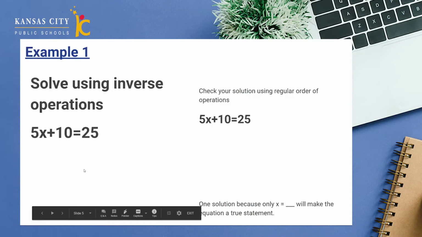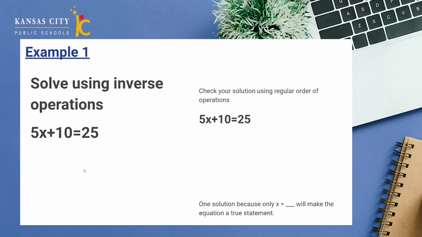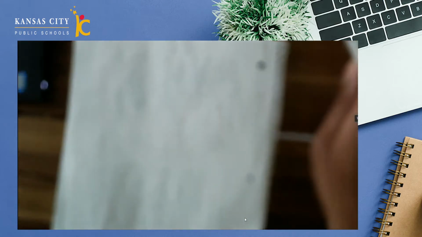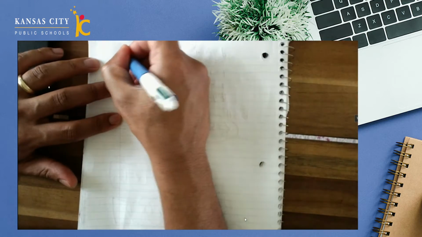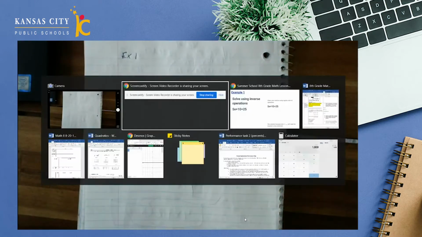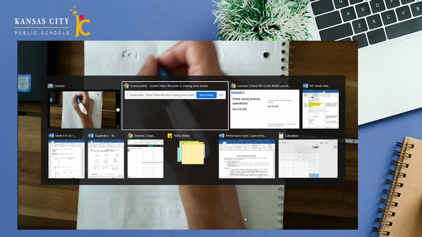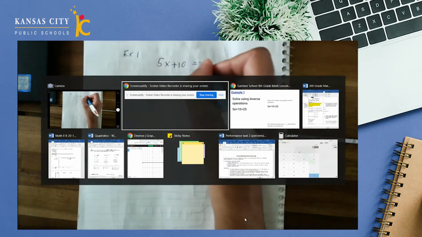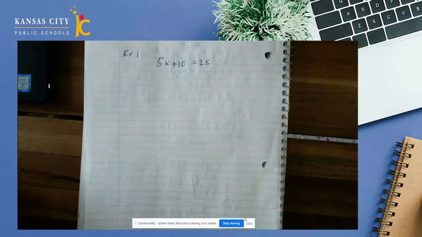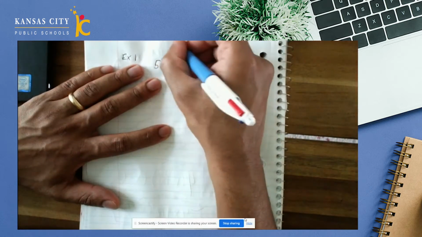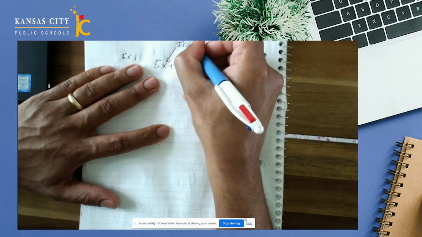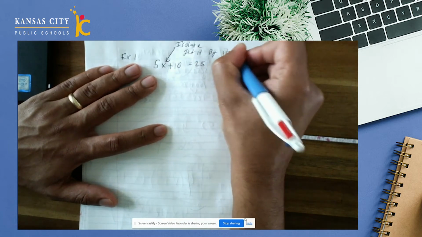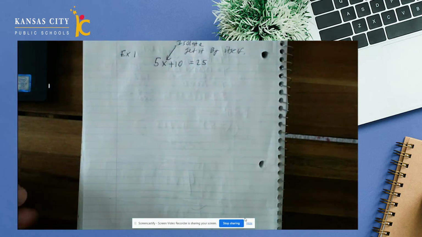Here's example number 1. It says solve using inverse operations. So we're going to go to our document camera. Excellent. Here it is. And we're going to write down example 1: 5x plus 10 is equal to 25. So our task is to isolate x. Let's write the word isolate. Isolate means get it by itself. So we need to get x by itself.